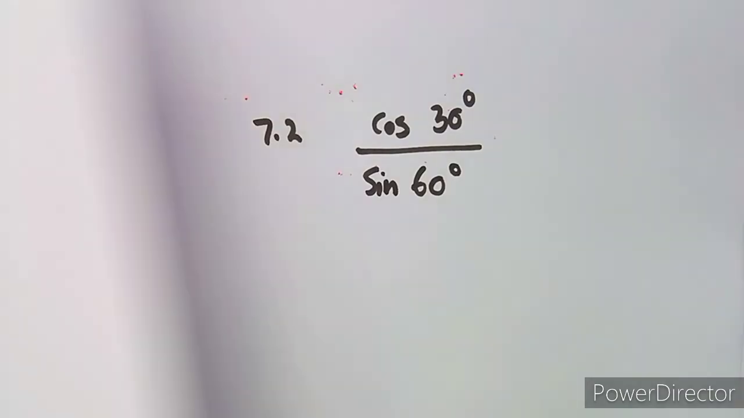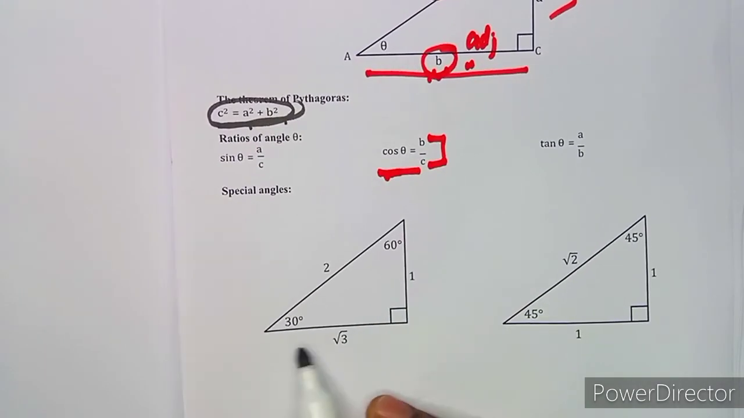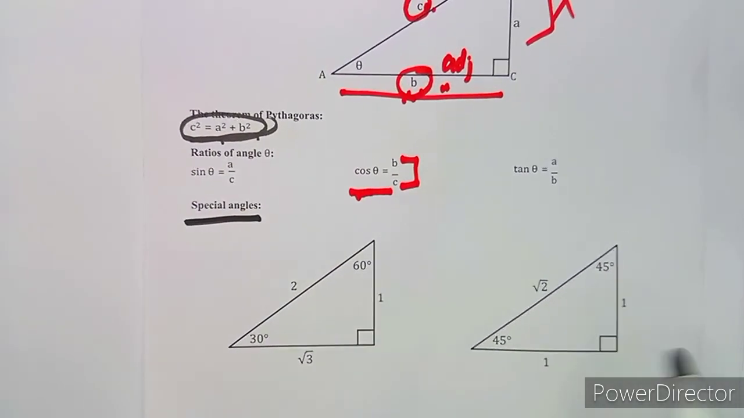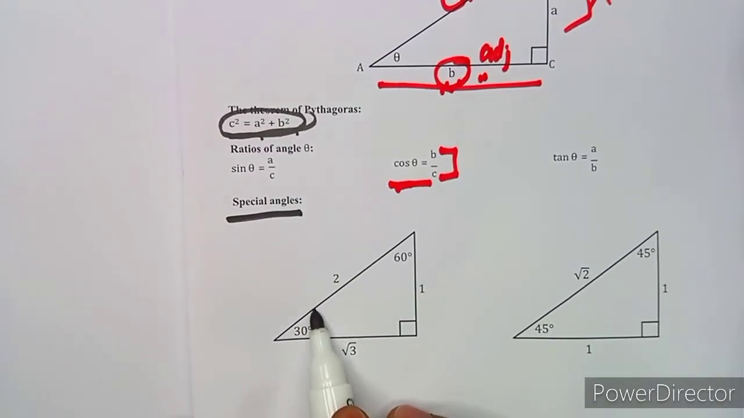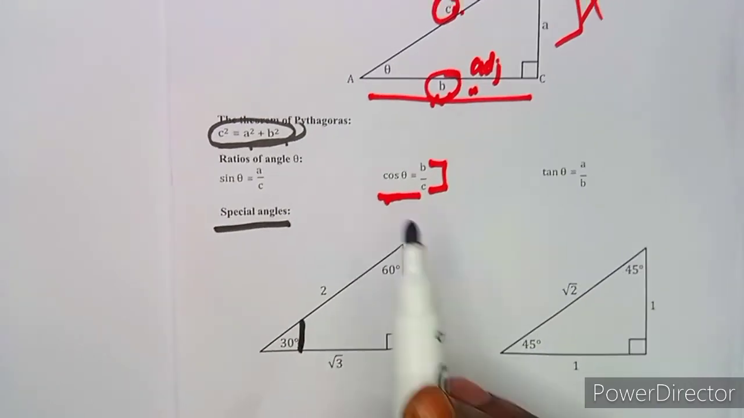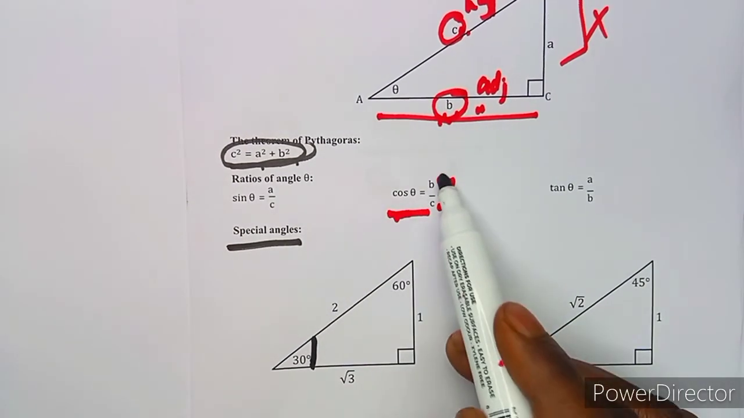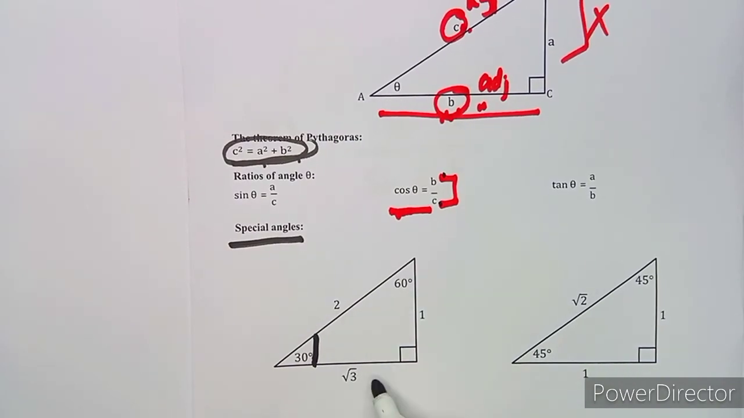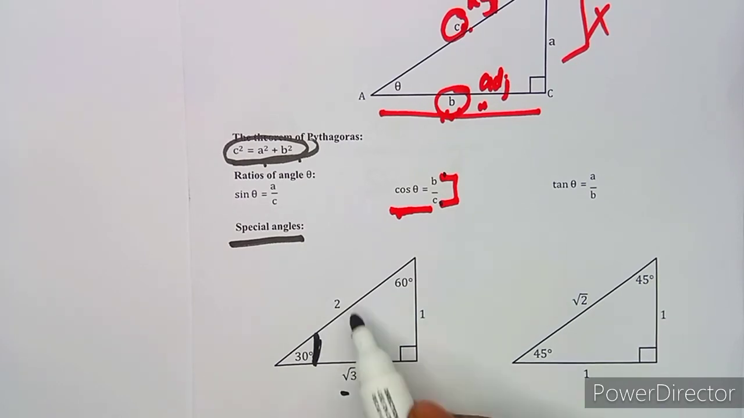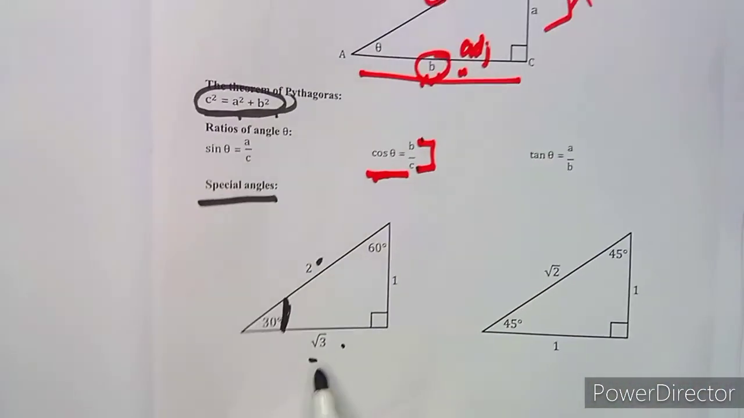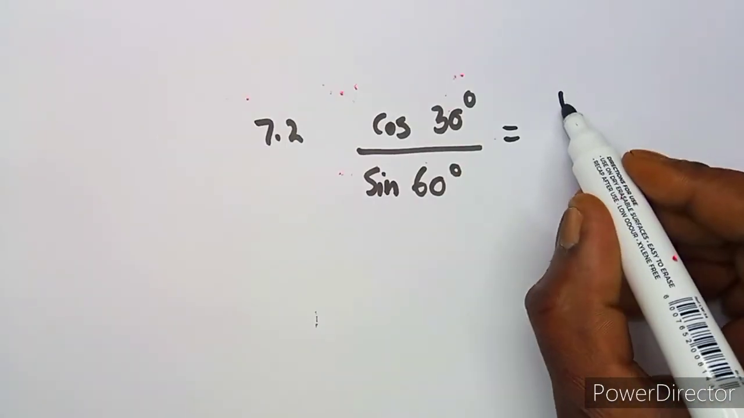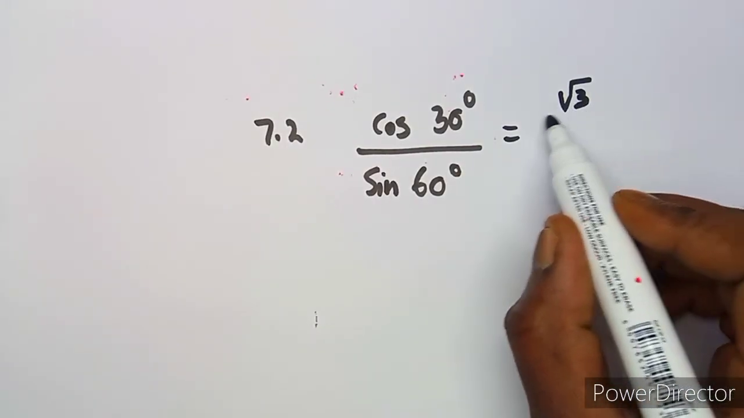Okay, these are your special triangles here. Special angles, I mean. All right, so cos 30 degrees, we are given, this is our 30 degrees here, and according to cos theta, it's b over c, which is adjacent over hypotenuse. So this is your b, this is according to this angle. This is your adjacent, and this is your hypotenuse, cos, SOHCAHTOA. Okay, so cos 30 is going to give us square root of 3 over 2.